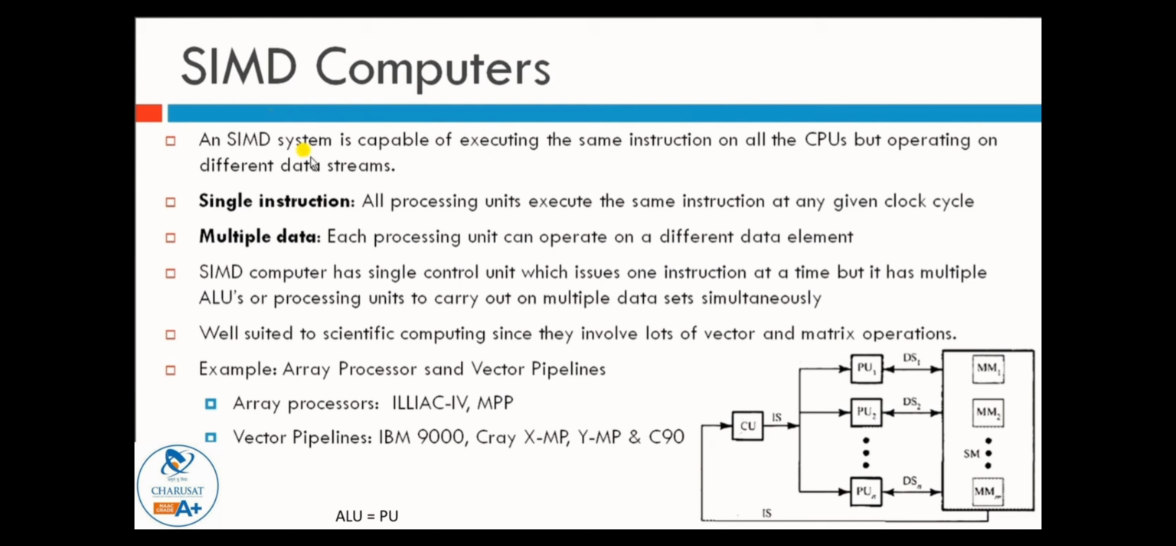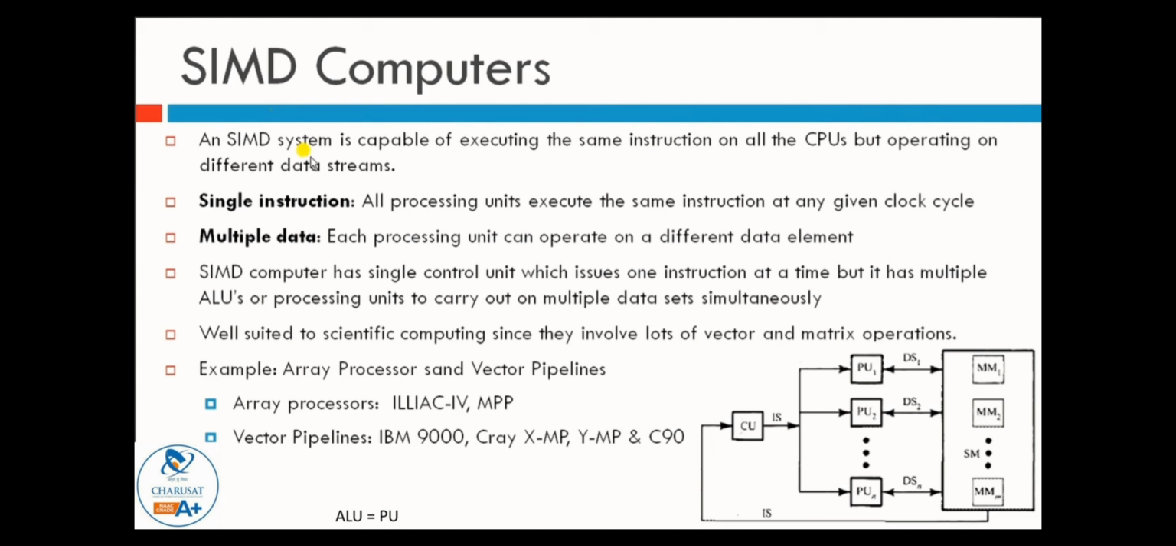Second type is SIMD computers. An SIMD system is capable of executing the same instruction on all the CPUs but operating on different data streams. Single instruction means all processing units execute the same instruction at any given clock cycle, and multiple data means each processing unit can operate on a different data element. An SIMD computer has a single control unit which issues one instruction at a time, but it has multiple ALUs (processing units) to carry out operations on multiple data sets simultaneously.